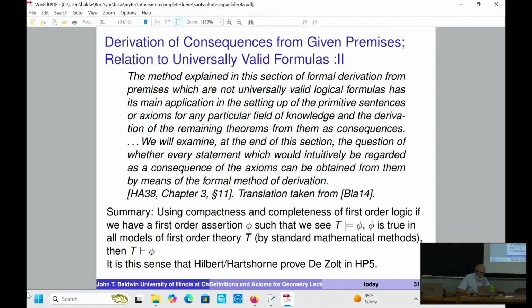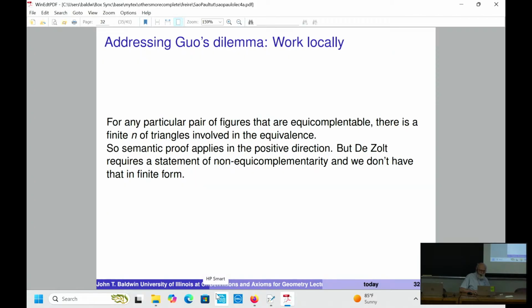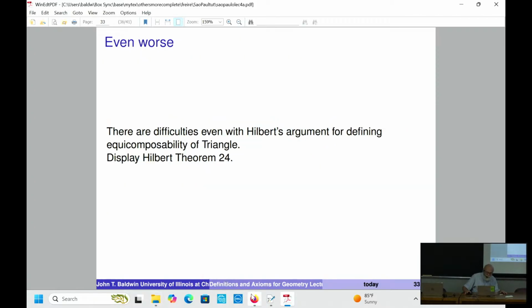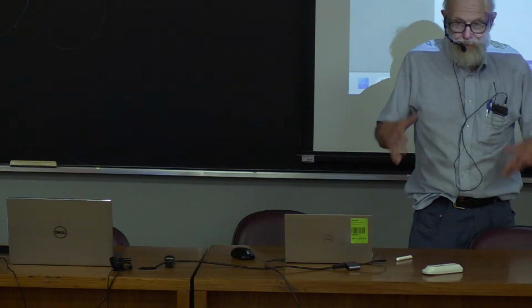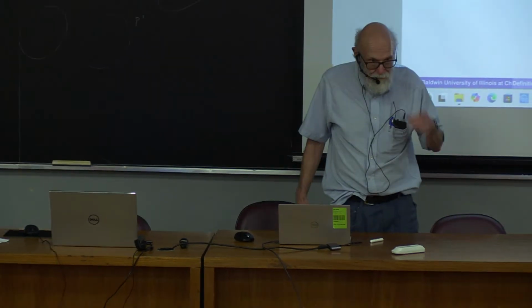Well, that's the point. I want to say it is in this sense that Hilbert and Hartshorne proved result in HP5, but I'm not convinced of it as I was 2 or 3 days ago when I wrote that. And I think, let's just quit here. That was the last thing I said. So, all right, I'll stop, and any questions are certainly welcome.